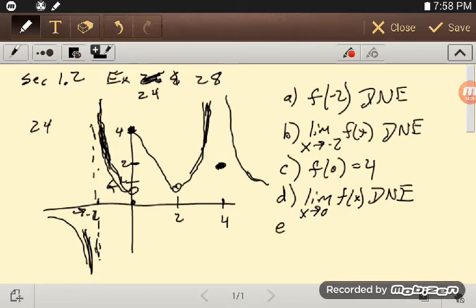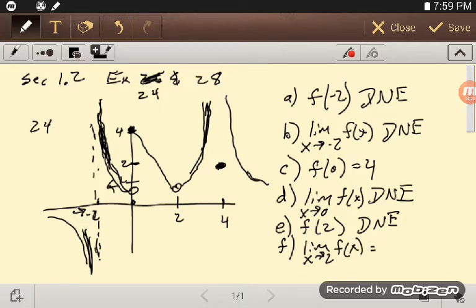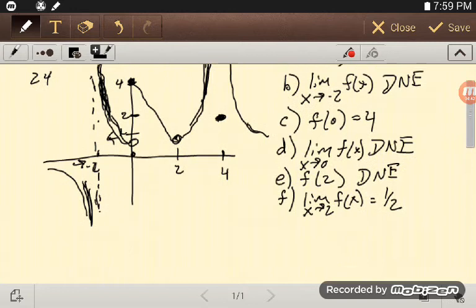E, f of 2, well, I see an open circle, and I didn't see anything else above or below that, so again, a lot of do not exists on these. F, the limit as x goes to 2 of f of x. Well, sure, I know what that is. I don't know exactly what it is, but it's this height at the circle, and I'm going to go with it's about a half, I think.